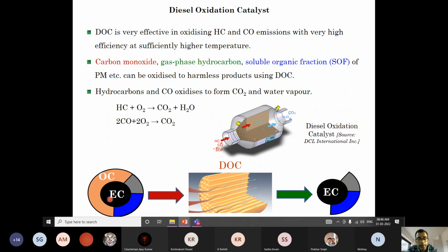So when the soot particles pass through the DOC, the fraction of the particulate matter that is in the form of organic carbon will be taken care of, because it is nothing but a kind of hydrocarbon. So we can say that the DOC partially takes care of the particulate matter also.